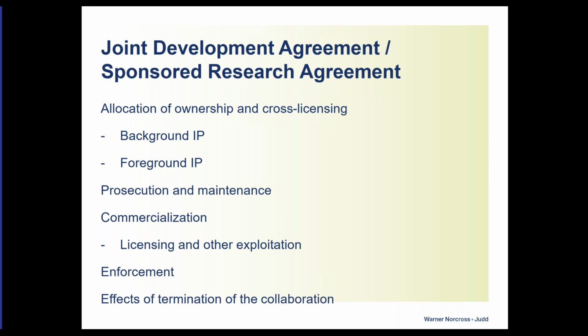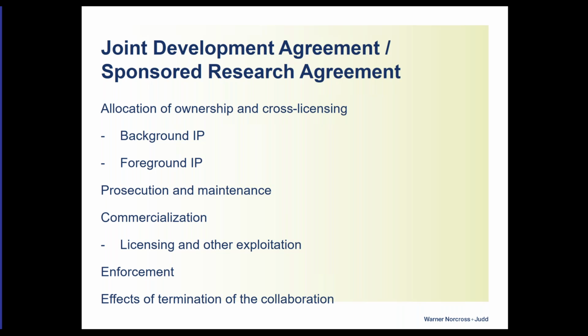It's very important to first define what IP everyone is bringing to the table, and then define how the IP is going to form with this new venture together. So background IP is what you're bringing to the table, and foreground IP is what's been jointly made.